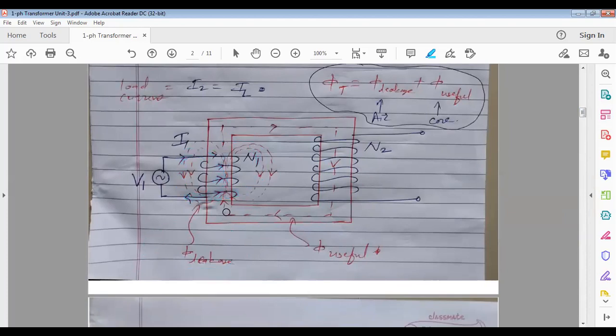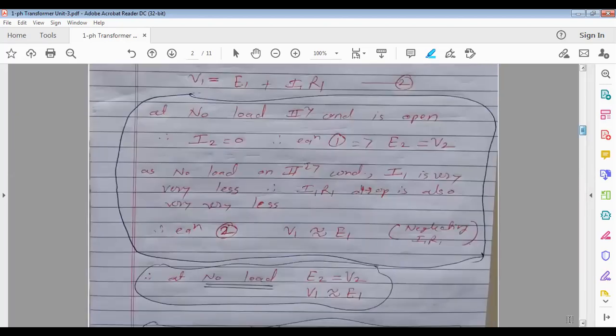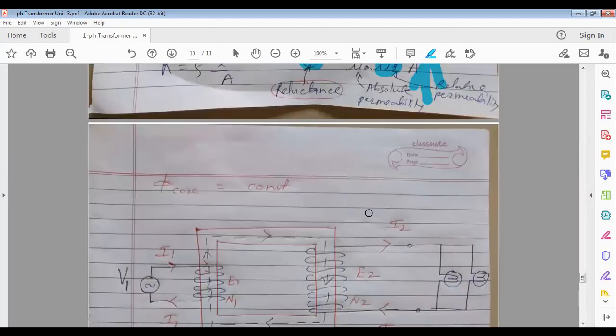But 95 to 98% flux completes its path through the core because the core offers very less opposition to the flow of flux as its relative permeability is very high. It helps in producing the output. That's why it is called useful flux. So useful and leakage flux together make the total flux. Okay. Again, yesterday we saw the right hand thumb rule.